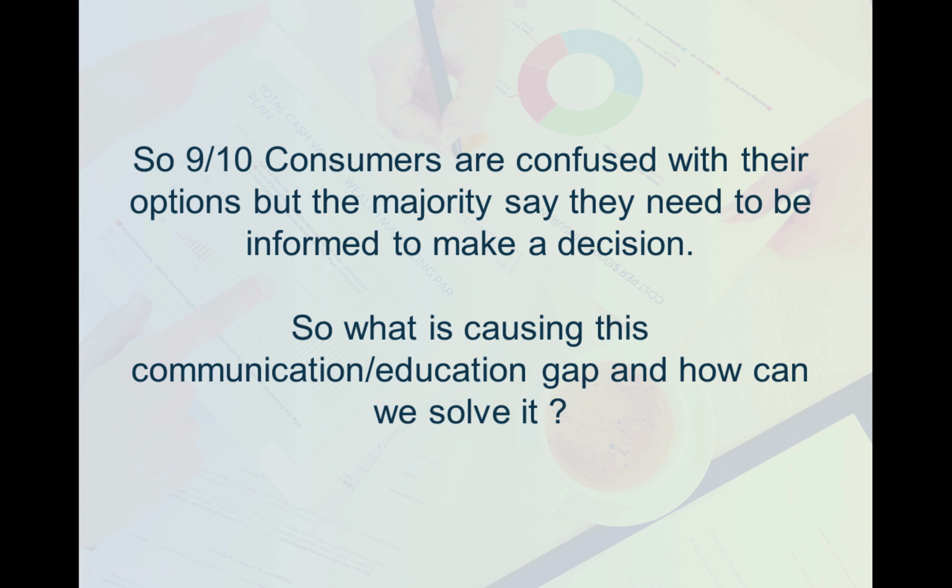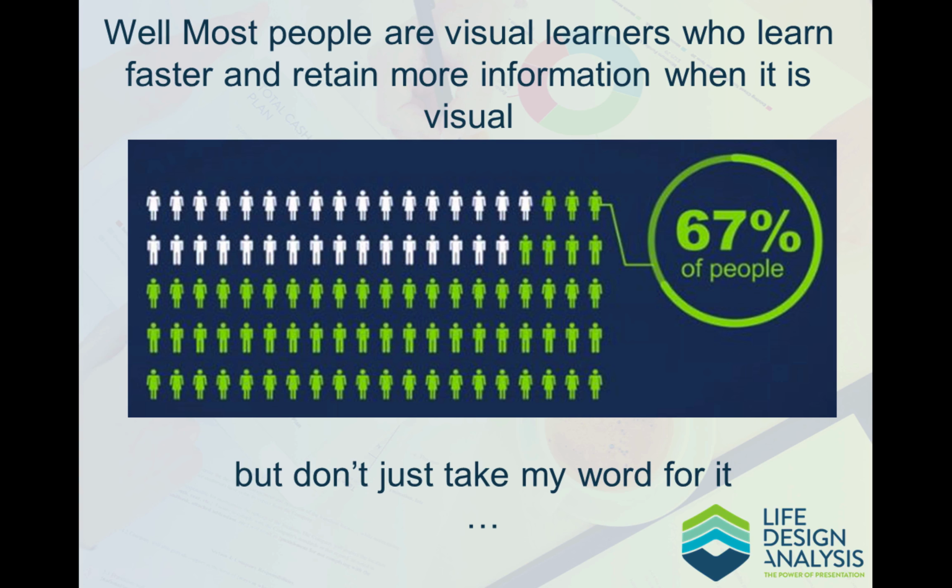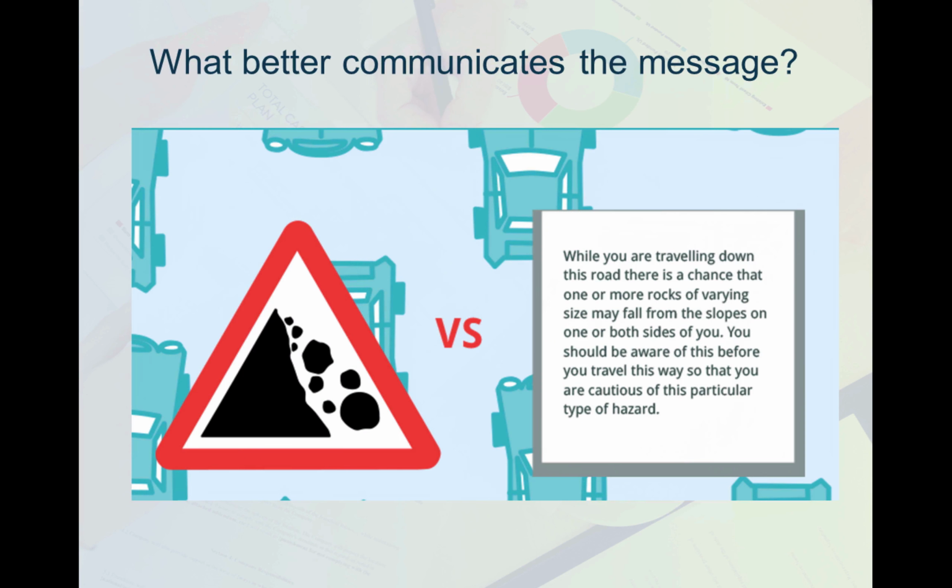So again, if we know that 9 out of 10 consumers are confused, but they need to be informed to make a decision, what's causing this communication, let's call it an education gap, and then how can we solve it? Now, most of these people, and in fact most people in general, are visual learners who will retain more information, retain it faster, and actually be able to process a lot more information. So most people are visual learners, but I always like to prove this. I say, don't take my word for it. A lot of you will say, I really relate, I'm a visual learner. Again, which better communicates the message to you?